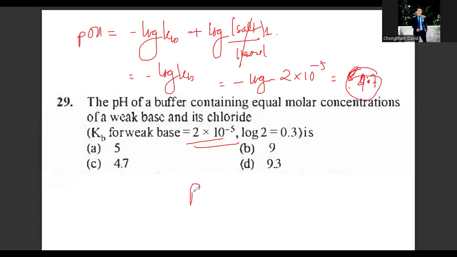Now pH and pOH, the sum is always 14. So what is the value of pH? It would be 14 minus 4.7. It would be 9.3. So the pH of the buffer would be 9.3. Option 29 is the answer.